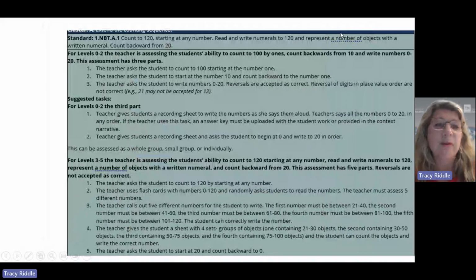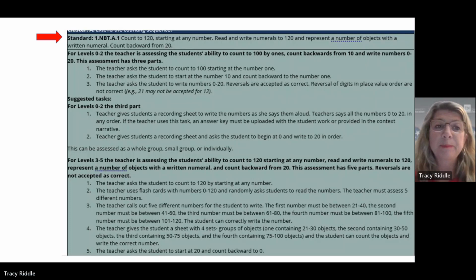This is the portfolio rubric guidance for 1.NBT.A.1. Count to 100, starting at any number. Read and write numerals to 120, and represent a number of objects with a written numeral. Count backward from 20. This is the first grade standard.